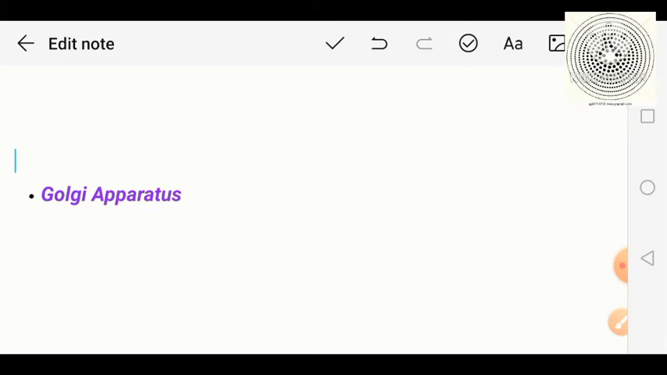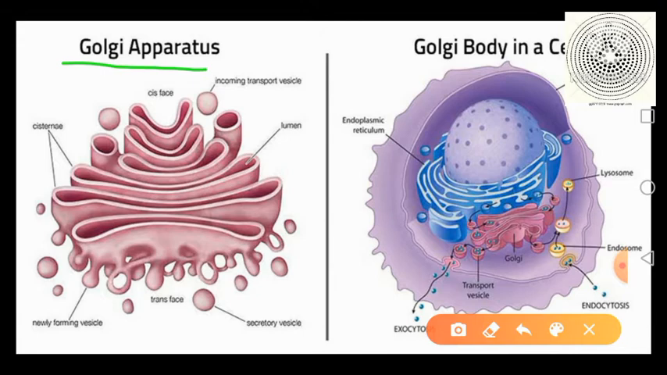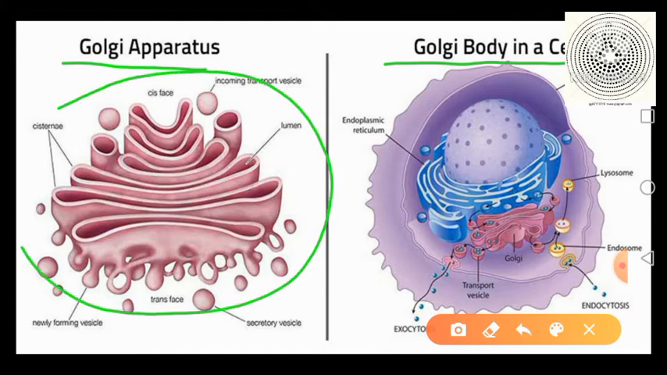So we'll discuss the Golgi complex, which is very important for the FY/BSc as well as the SY/BSc students. So let's go. First, on your screen there are some figures in front of you. The Golgi apparatus or Golgi bodies in the cell. So this is the Golgi complex.